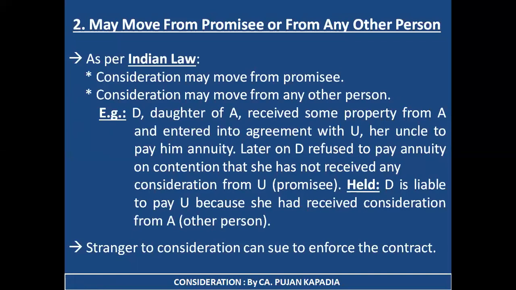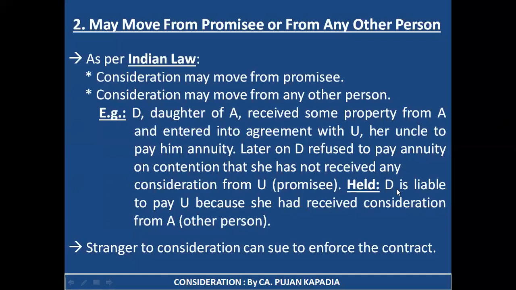Why? Because she is telling that I have not received any consideration from you. Then why should I pay this part? Are you getting this example? So the contention of the daughter D is here that she has not received any consideration from her uncle U. And why should she be paying the amount of annuity? What was held in the case?